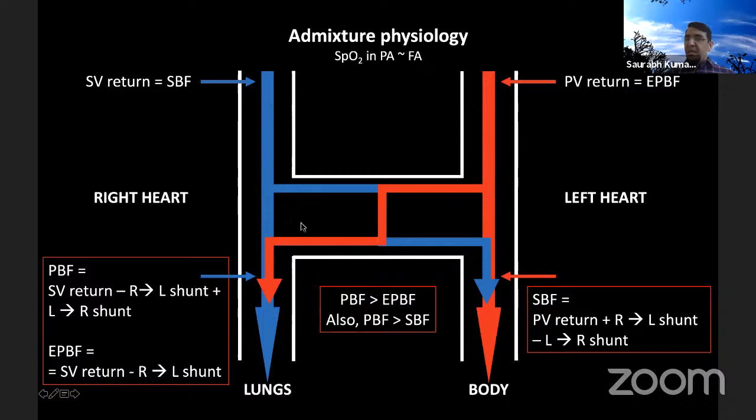blood flow situation. And since there is admixture of left and right, oxygenated and deoxygenated blood, saturation in the pulmonary artery and the femoral artery are both equal. And the effect of this on systemic blood flow is obvious. I don't need to emphasize it again.